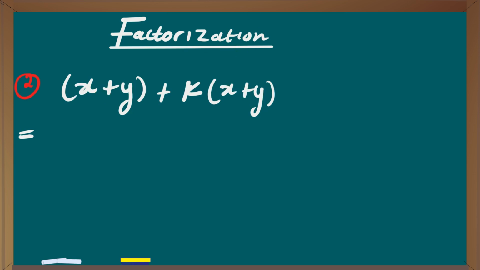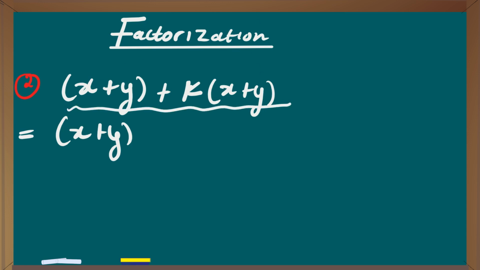So it's x plus y, our common factor. Then if we take out x plus y out of this expression, if we cancel x plus y, what is it that we are left with? We are left with 1 plus k.